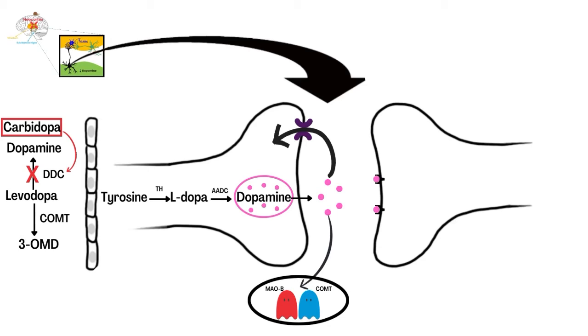Another agent that is used in combination with Levodopa and Carbidopa is Entacapone, which inhibits peripheral COMT, and thus, just like Carbidopa, it prolongs the time that Levodopa is available to the brain. Now, Levodopa is carried across the blood-brain barrier by an amino acid transporter. Once inside the brain, Levodopa is efficiently converted to dopamine, thus supplementing depleted dopamine levels in the midbrain. However, let's not forget that dopamine is also susceptible to breakdown by COMT as well as MAO-B, which convert dopamine to 3-methoxytyramine and 3,4-dihydroxyphenylacetic acid respectively.